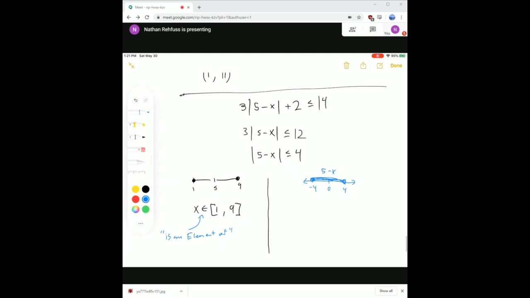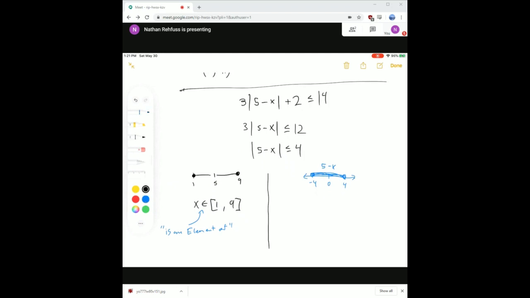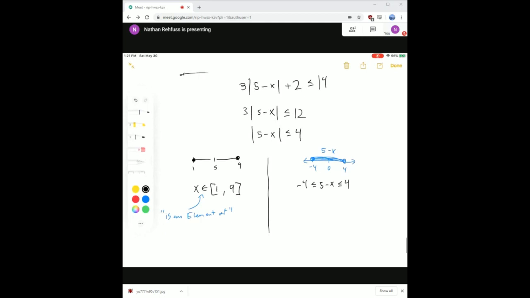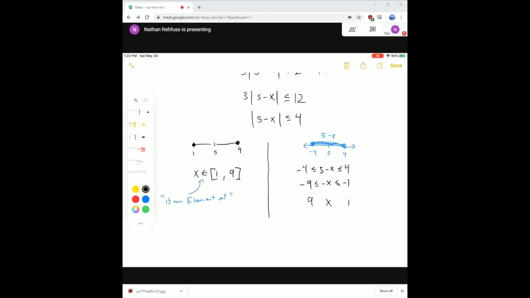And then I would say 5 minus x has a lower bound of -4 and an upper bound of +4. And then what I need to do is subtract 5 from all 3 sides. And then divide all 3 sides by -1 to get rid of that minus sign on the x. When I do that, I divided by a negative, so the signs flip. And I get x is less than or equal to 9 and bigger than or equal to 1. So my solution set is [1, 9].